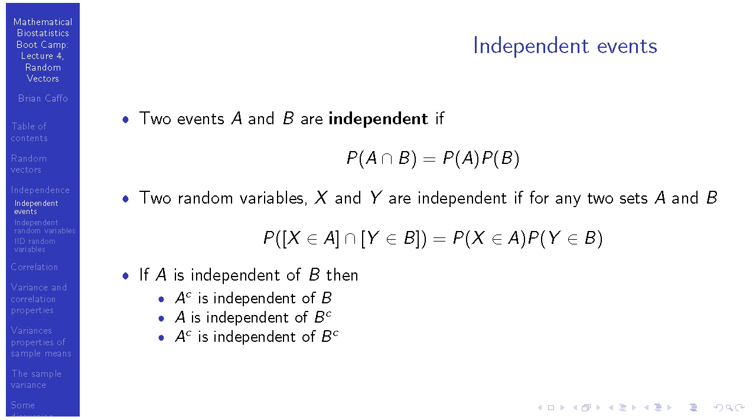For two random variables, we would define that they're independent if, for any two sets A and B, the probability that X lies in A and Y lies in B is the product of the probability that X lies in A regardless of what Y is doing and the probability that Y lies in B regardless of what X is doing. That's simply a direct extension of the definition of independence above, which I think everyone is a little bit familiar with.